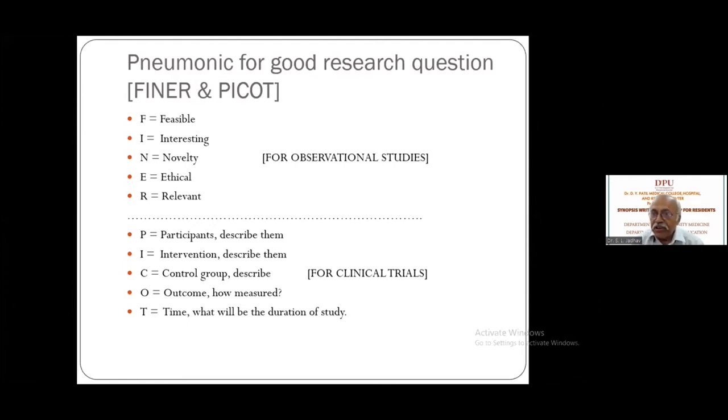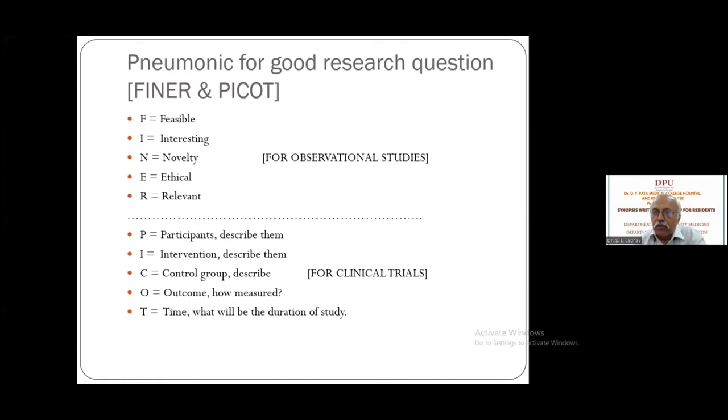That is called feasibility. Second is interesting. The research question should be interesting to you. Otherwise, research can be quite tedious. So if it doesn't interest you, you will have difficulty in pulling it through. Novelty. Novelty is, as I said in the review of literature, in what way your study is extending over earlier studies, in what way you are adding something new to the literature.